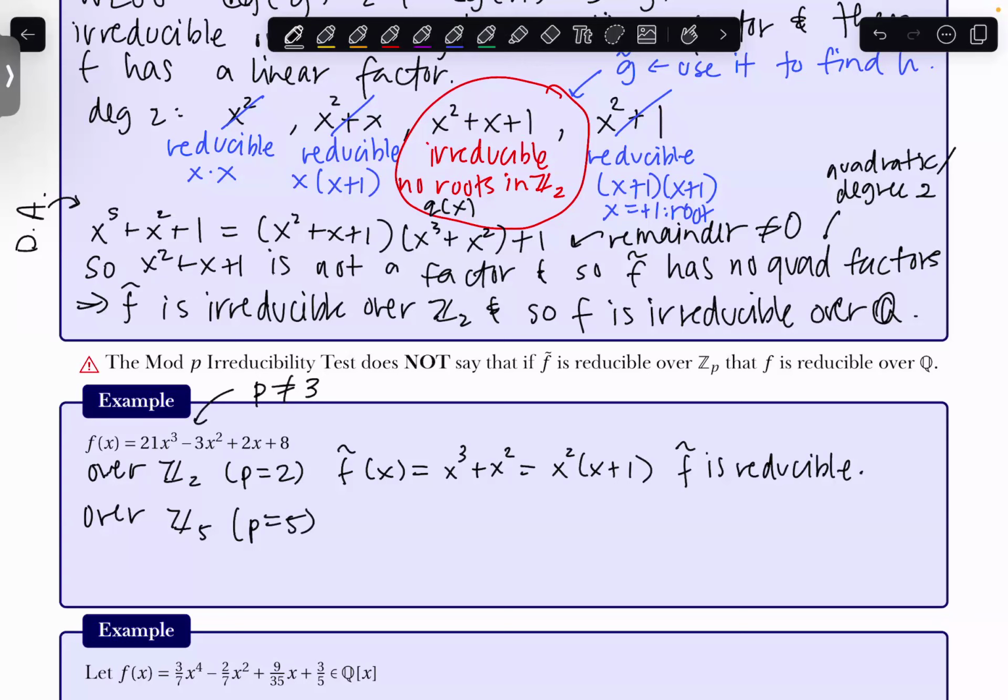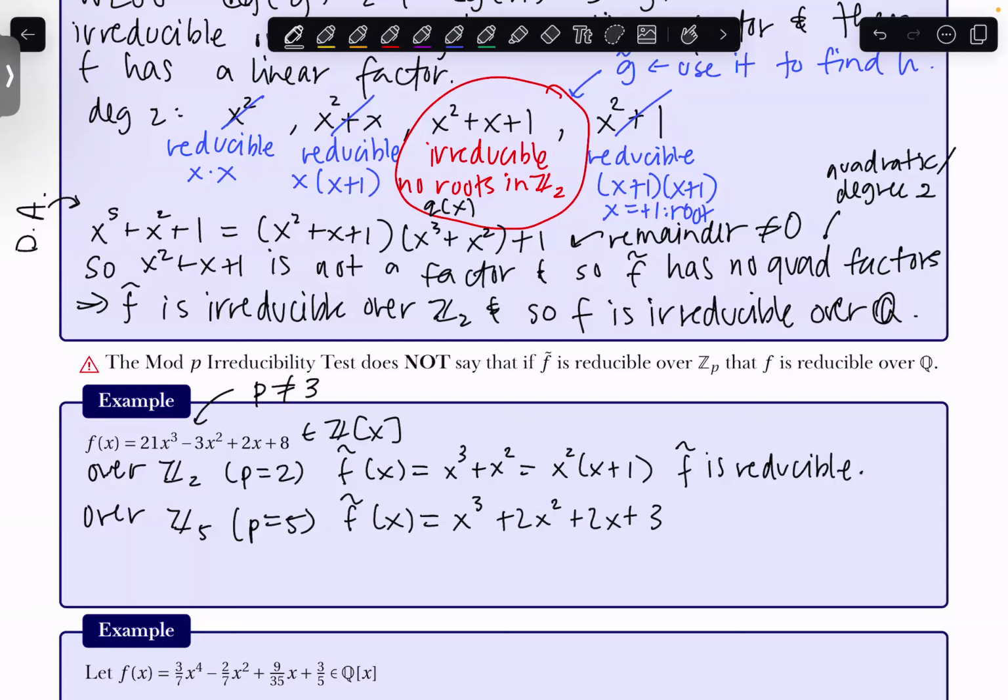Okay, and again, I'm going to think about what will my new polynomial look like if I reduce all my coefficients mod 5. And again, it's important that our original polynomial had integer coefficients, or else I can't do this reduction. Okay, when I do this, I'll get a 1x cubed. I'll get a positive 2x squared, positive 2x, and a positive 3. Okay, so here we notice the degree did not go down.